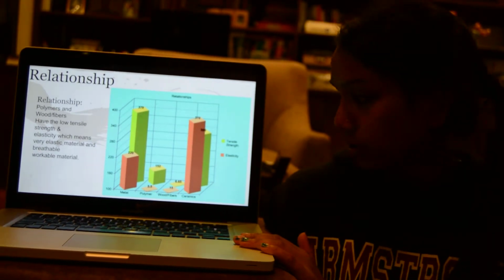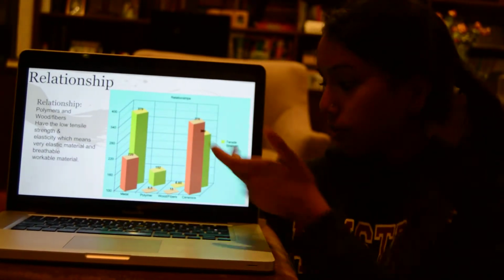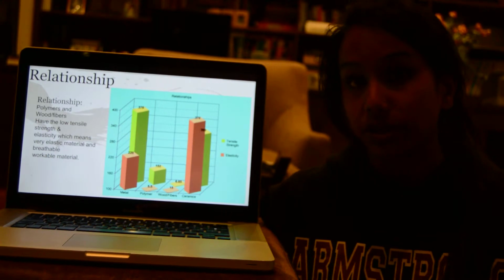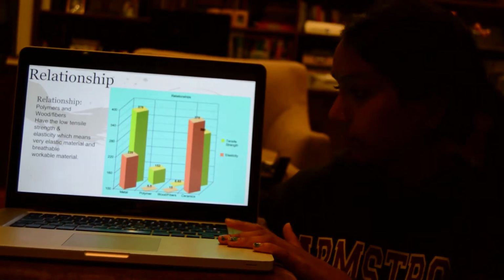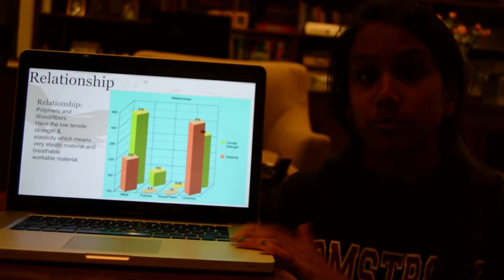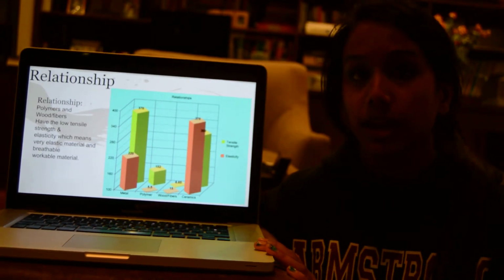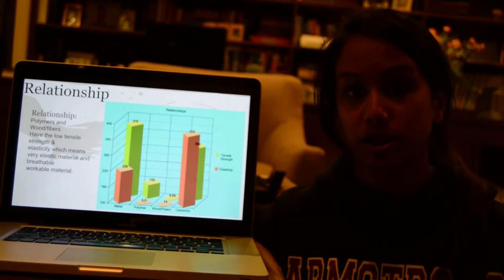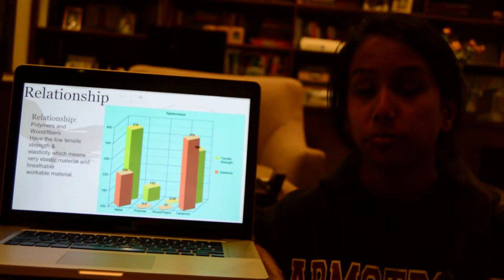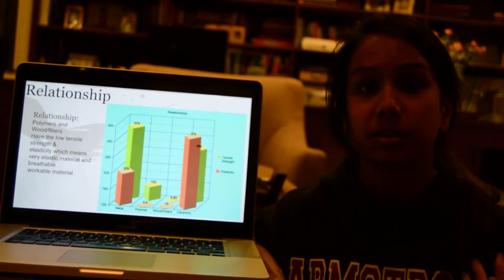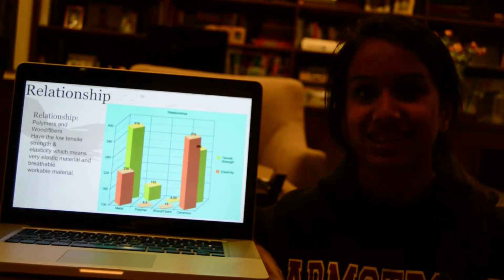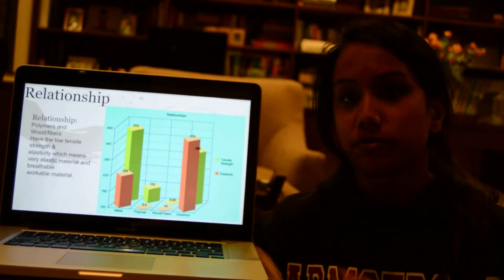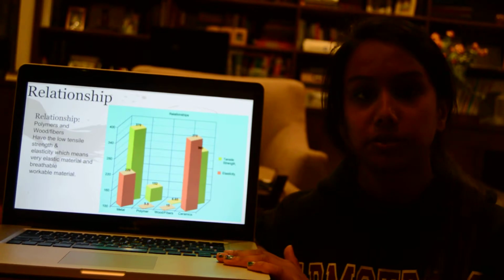With that in mind, we can also tell, because they're both very low, that polymer and wood fibers have the most in common. We know that tensile strength and elasticity are the most suitable for Shanti's shirt. That means his shirt will be breathable, and also elastic, which means it will be very suitable for the type of activities he's doing.